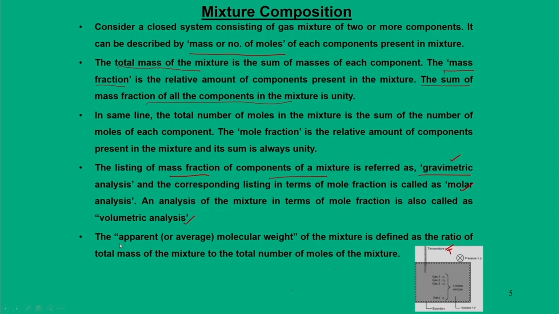And another important point is that we need to find out the molecular weight of the mixtures. One way to do that is by considering their respective mole fractions or mass fractions, and knowing the molecular weight of each individual component, one can find the apparent or average molecular weight of the mixture, which is defined as the ratio of the total mass of the mixture to the total number of moles in the mixture.